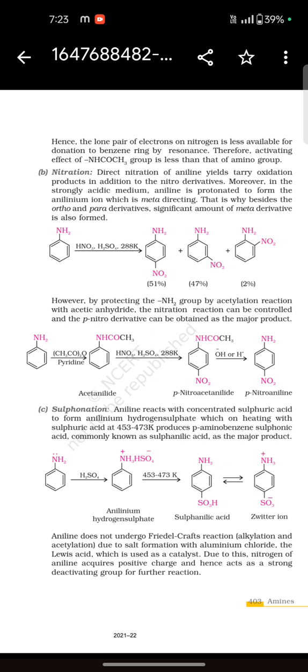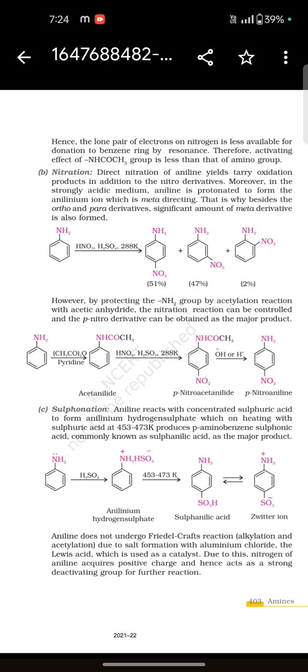However, by protecting the NH2 group by acetylation reaction with acetic anhydride, the nitration reaction can be controlled and the para nitro derivative can be obtained as the major product. In presence of (CH3CO)2O and pyridine, aniline gives acetanilide. In presence of HNO3 and H2SO4 at 288 Kelvin, it gives para-nitroacetanilide, and para-nitroaniline after reacting with OH- or H+.